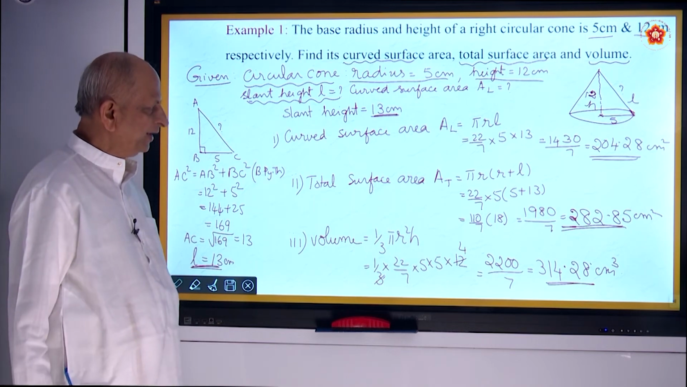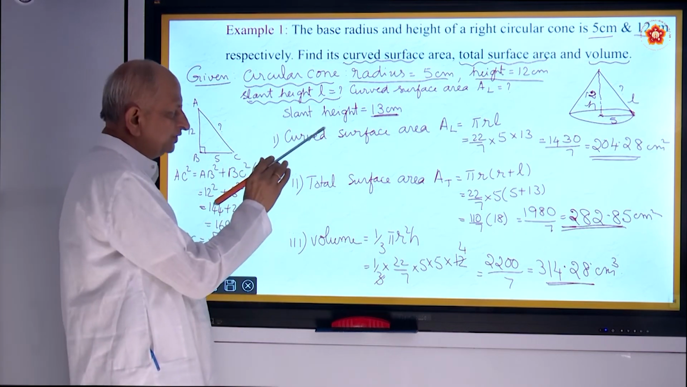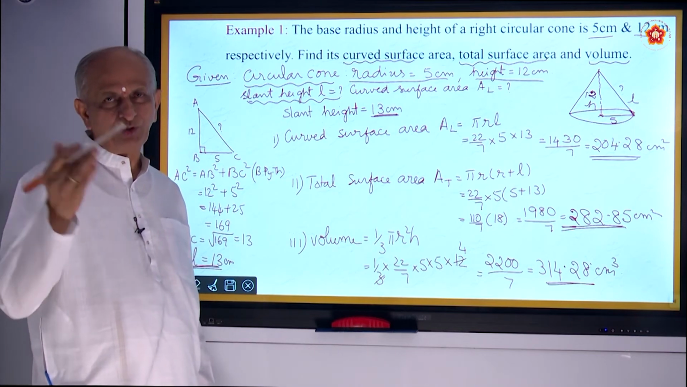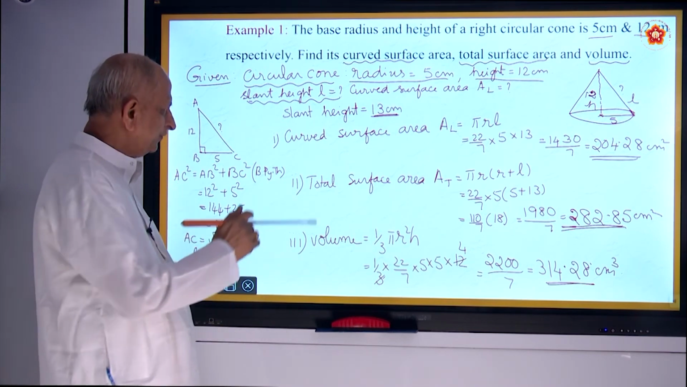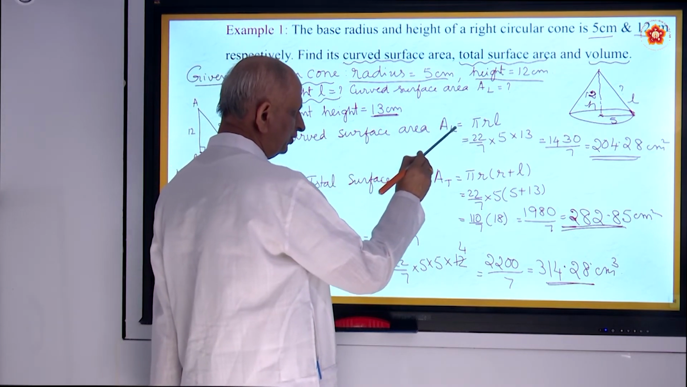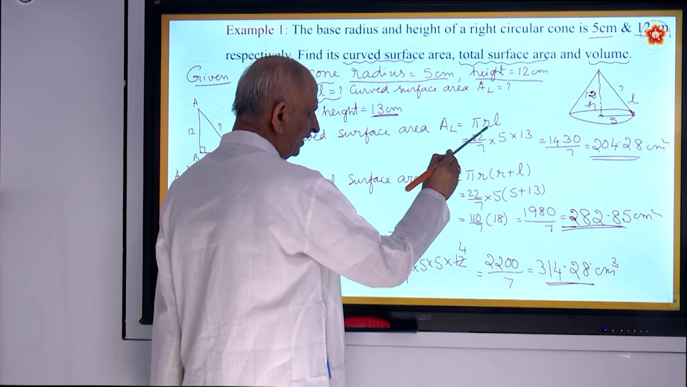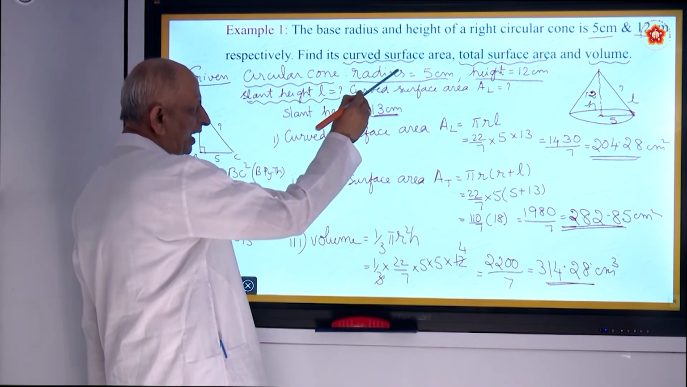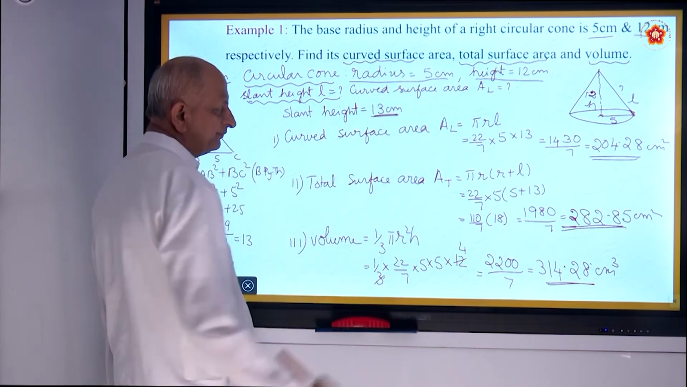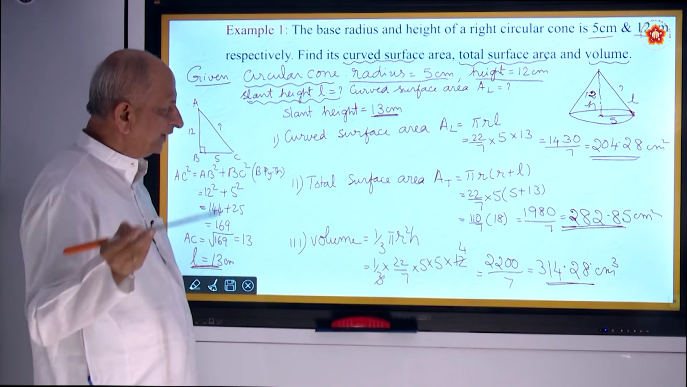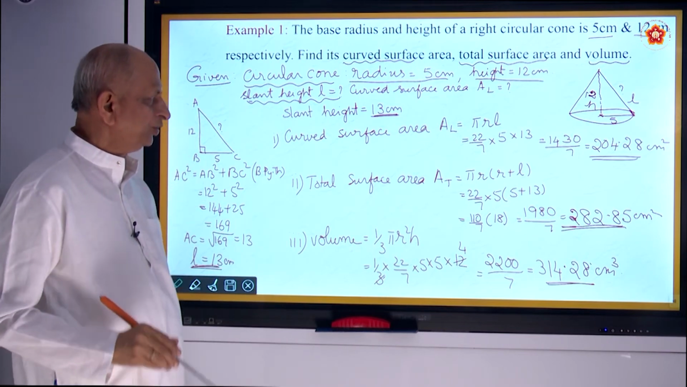Because we know the formula. First you must know what we know, then you must go to what we don't know. So we know the formula just now, that curved surface area is equal to pi R L. In this, R is given, H is given. Using R and H, you have to find out L. How to do it?